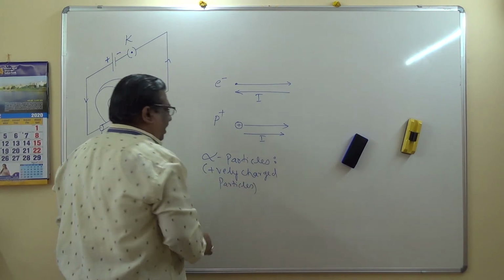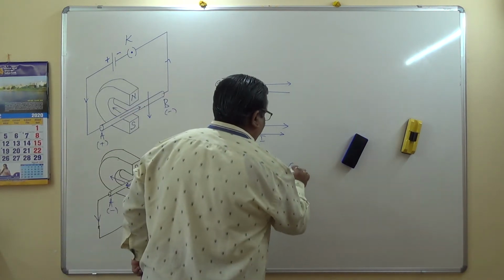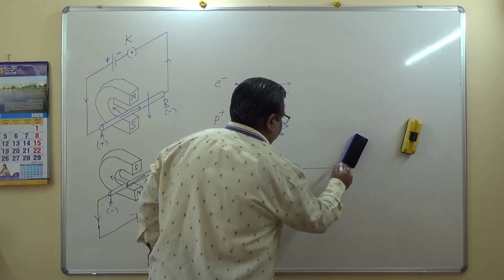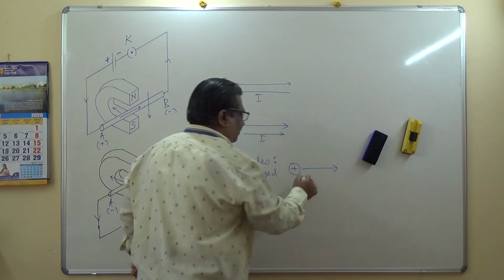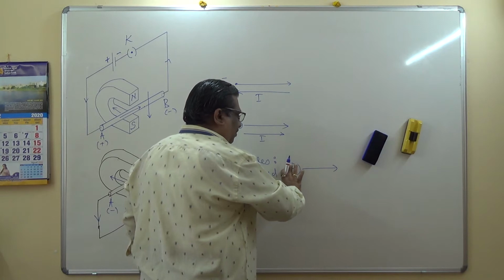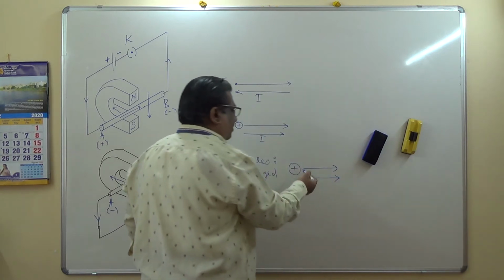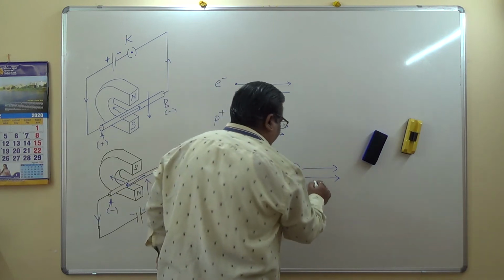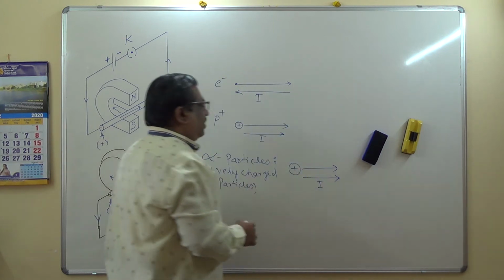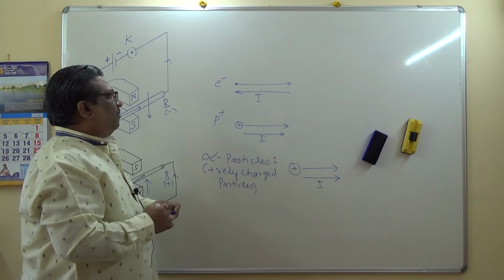Okay, and if the positively charged particles are ejected in one way, suppose those are thrown from left to right over here, the direction of the current is also the same as the direction of motion of the alpha particles. Here this is the current. So the three cases you have to note down.